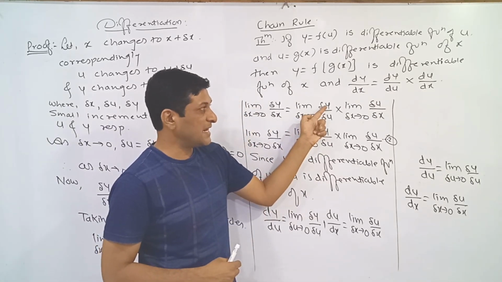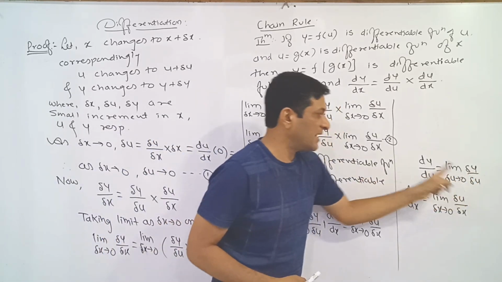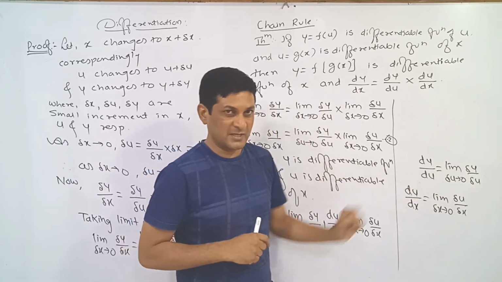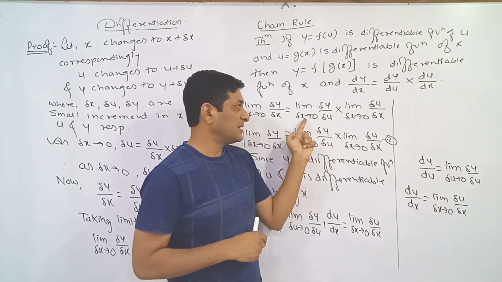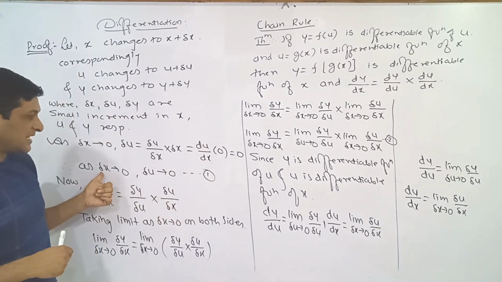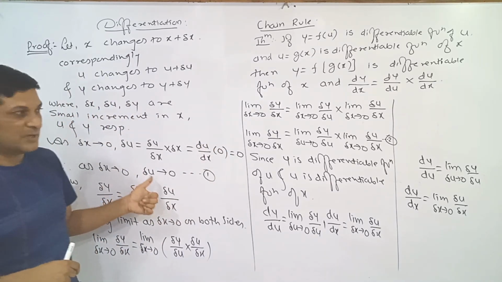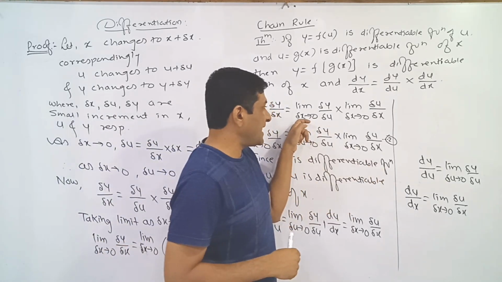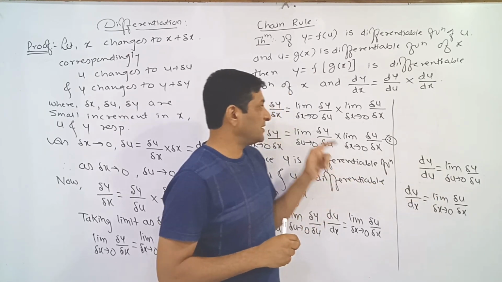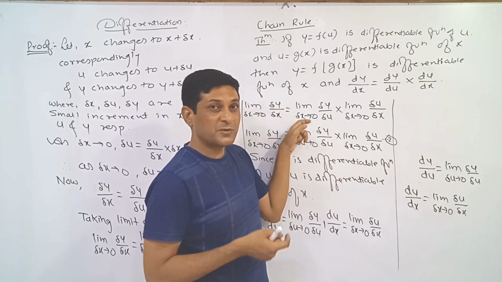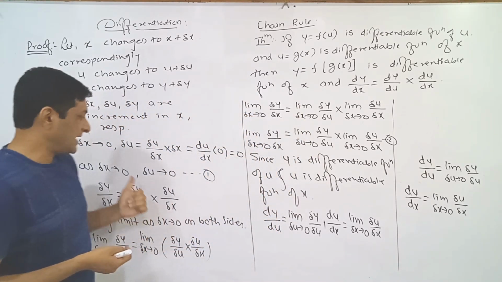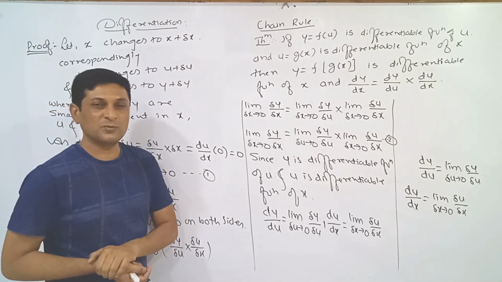But here we have got what? When delta y upon delta u is there, what is our required term according to the given condition? Delta u should be there. But here what we have got? Delta x. That's why already in equation number 1 we have proved that as delta x tends to 0, delta u tends to 0. If we put delta x here, then we are not able to apply the given condition. To apply this given condition, instead of delta x, what will we require? Delta u. That's why we have already shown here that as delta x tends to 0, delta u also tends to 0.